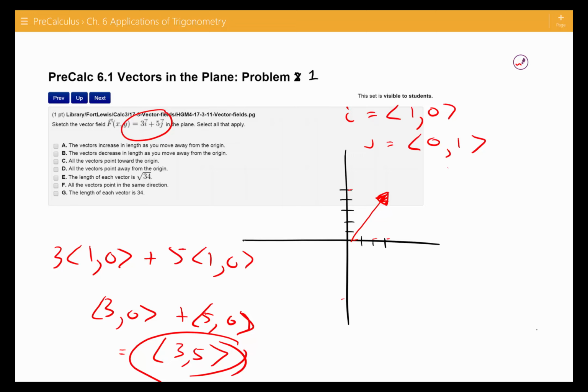But that's what i and j are all about. Now, if I select all that apply here, I would select that it has a length of square root of 34, and that they all point in the same direction. All the other ones don't apply. You can read through them, but if you do the Pythagorean theorem on this triangle right here, this is 3, this is 5, and you do get the square root of 34 for the hypotenuse, which is the length, and everything else doesn't apply.